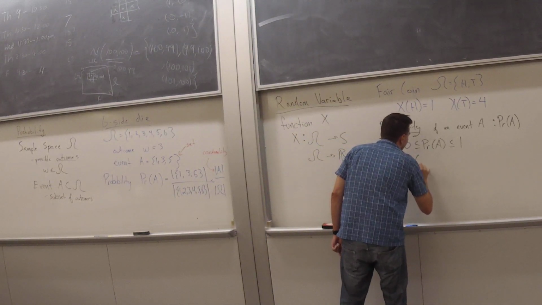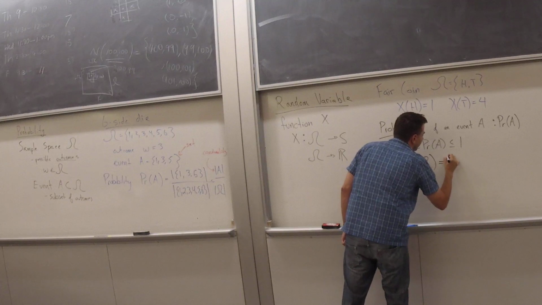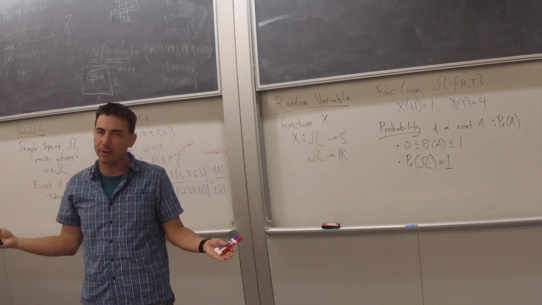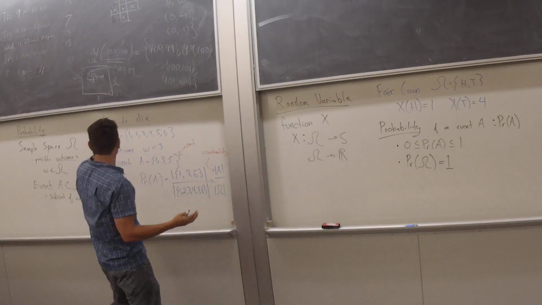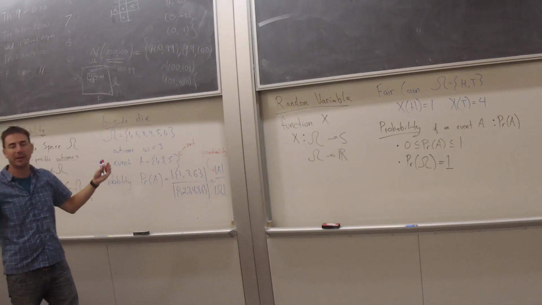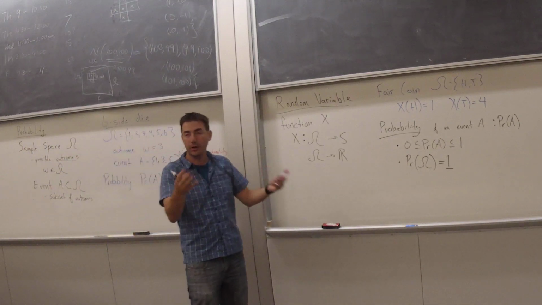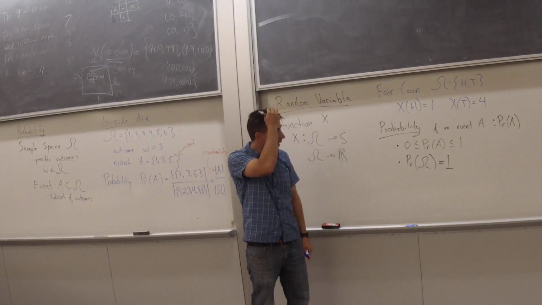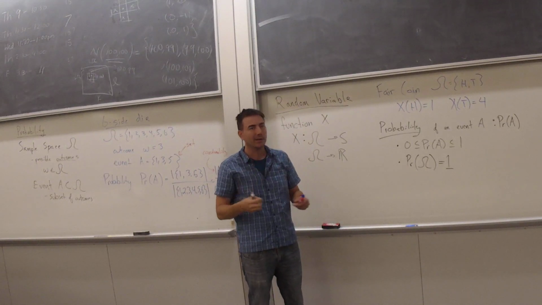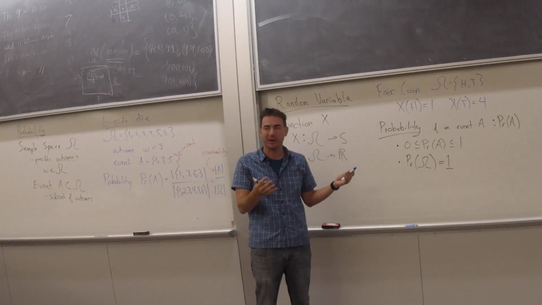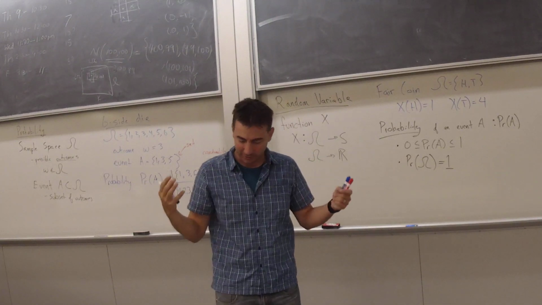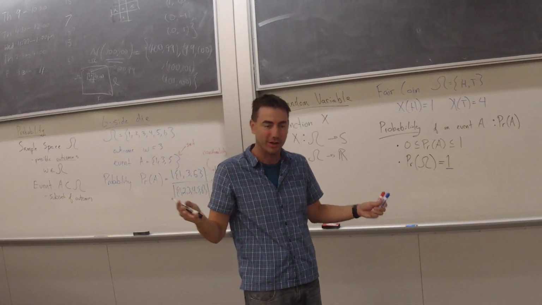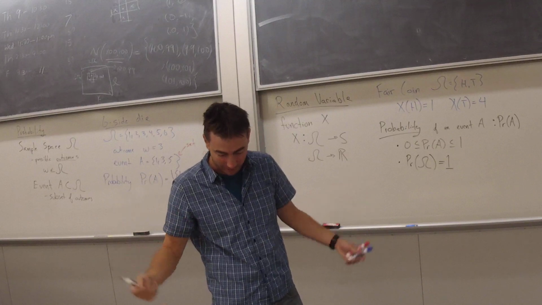We must have that the probability of the entire sample space is exactly 1. Everything that could happen has to be in the sample space. I can't have something outside the sample space that could happen, right? It also means that it can't be larger than 1. That's just what the definition is. So 1 is the sum of everything.